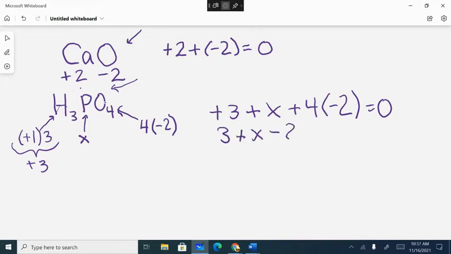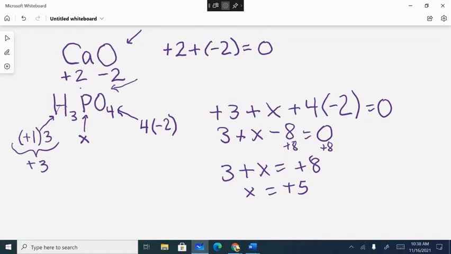Now it is a math problem. So you add 8 to each side. So 3 plus X is equal to plus 8. X in this case is plus 5. So the oxidation state of phosphorus is plus 5. Okay, now I'm going to do some polyatomic ions.